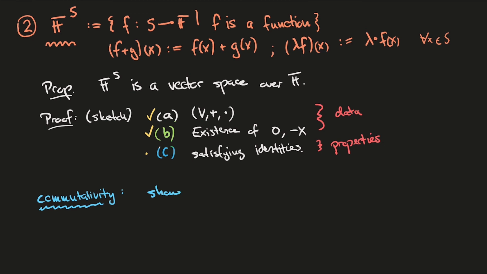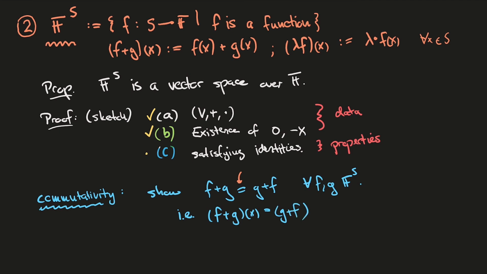So what we need to show is that f plus g is equal to g plus f for all f and g in F^S. Here we are again confronted with an equality of functions, and we remember that two functions are considered equal if they have the same domain and if they map each element of the domain to the same element in their codomain. So in our case, this translates to the condition that (f plus g) of x needs to be equal to (g plus f) of x for all x in S.